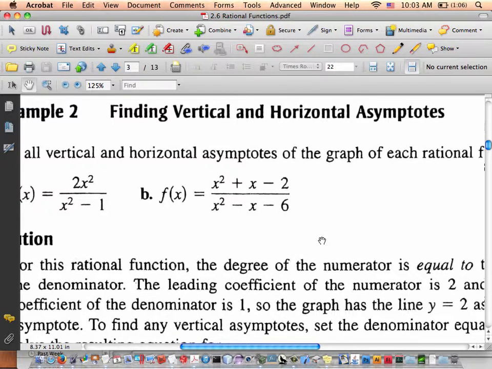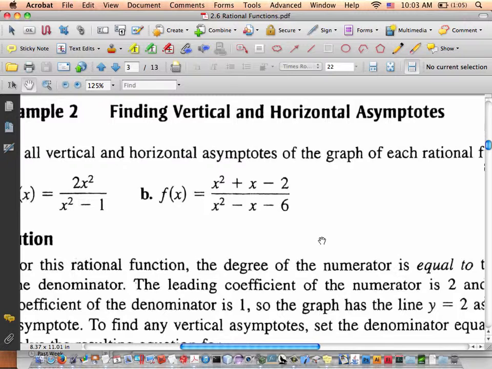B, where are the vertical asymptotes? How do we find the vertical asymptotes? What do we do? Set what equal to 0? Just the denominator, right? Because we're only looking for the excluded values of the denominator.